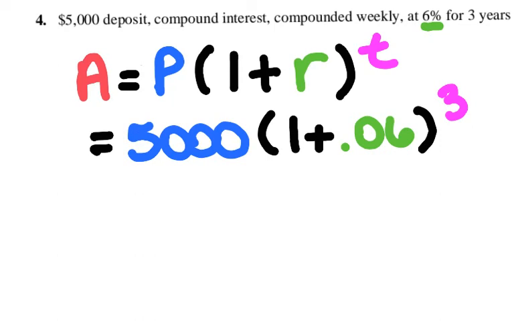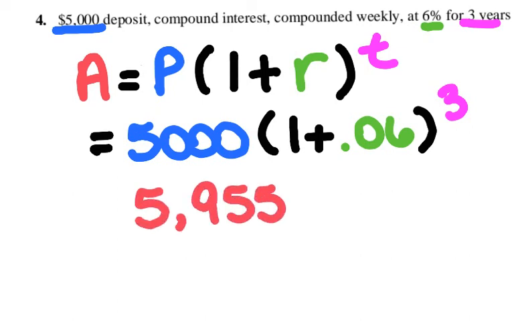Okay, number 4, you have the principal is $5,000. The rate was 6%, and the time is 3 years. Replace the variables with numbers, put it in the calculator, and it should give you $5,955.08.